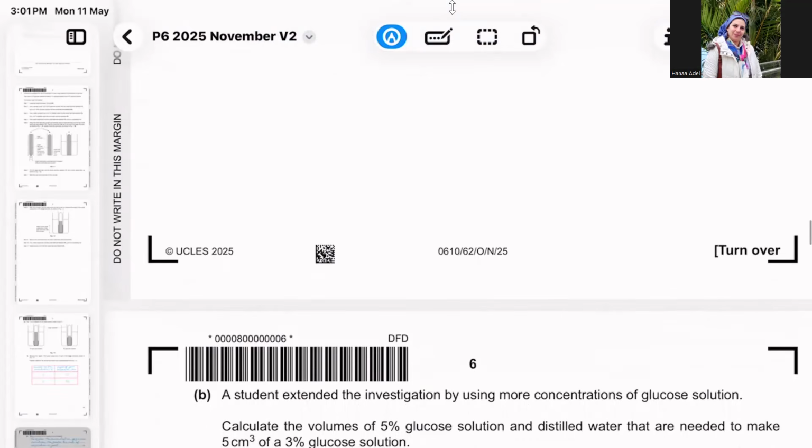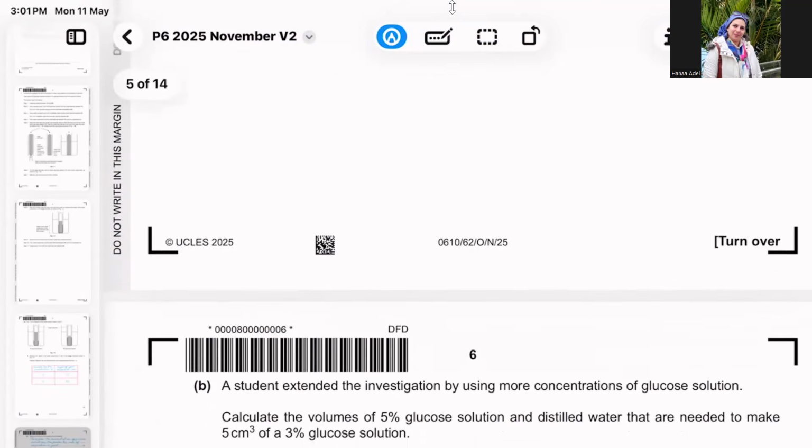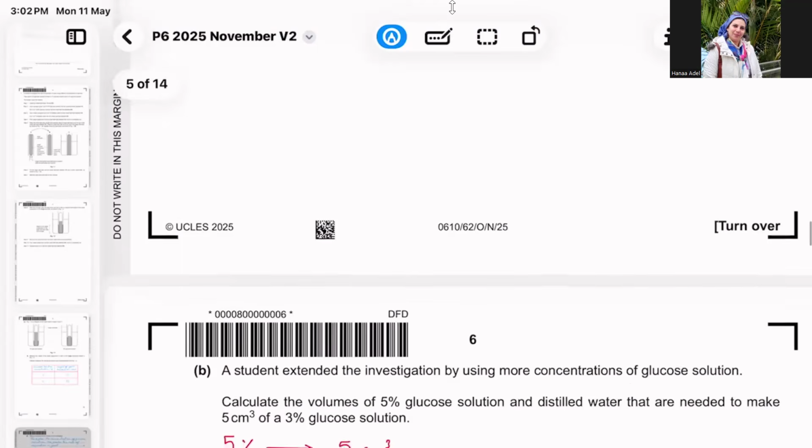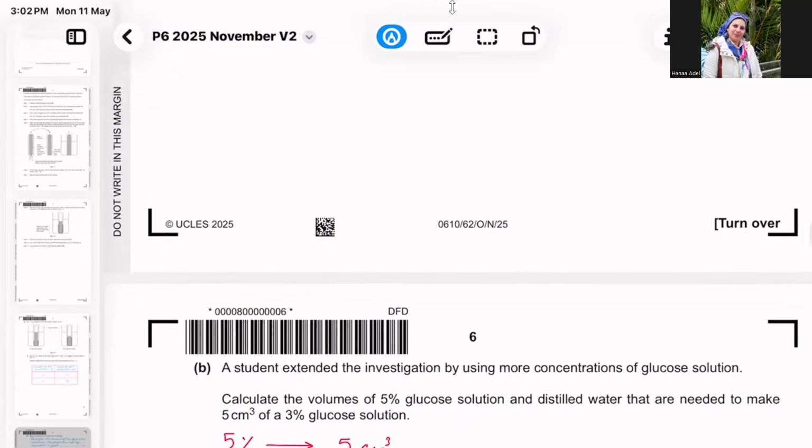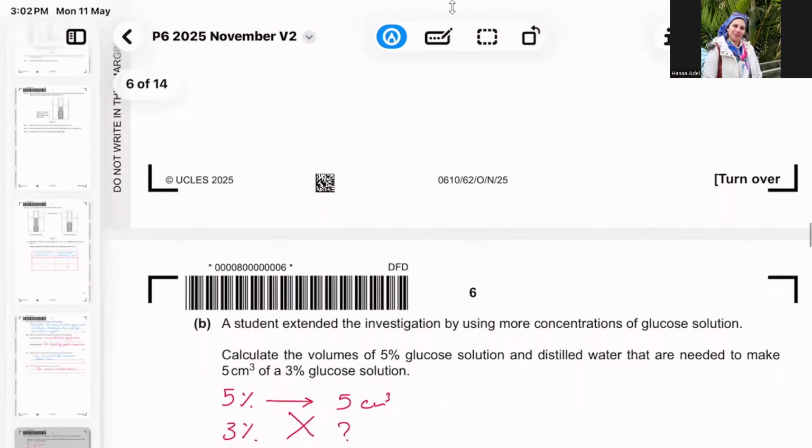A student extended the investigation by using more concentrations of glucose solution. Calculate the volumes of 5% glucose solution and distilled water that are needed to make 5 cubic centimeter of 3% glucose solution. So we know the original concentration of the glucose solution is 5%. So how many cubic centimeters are needed to make it 3%?